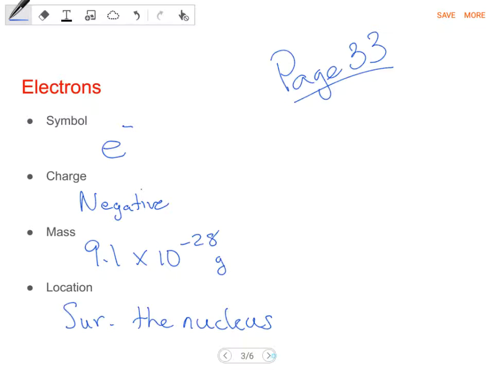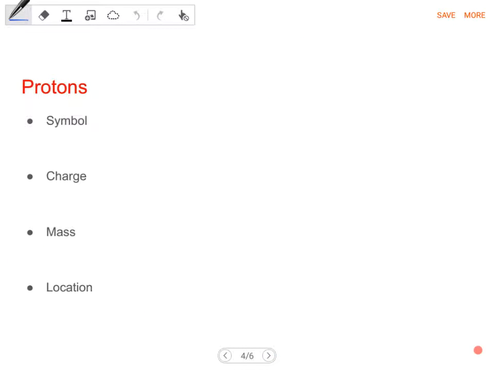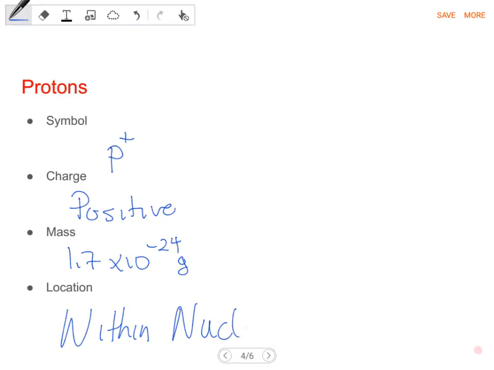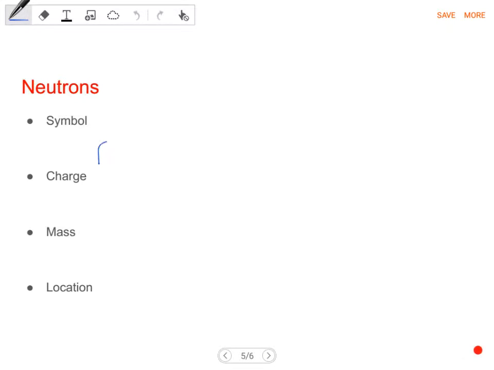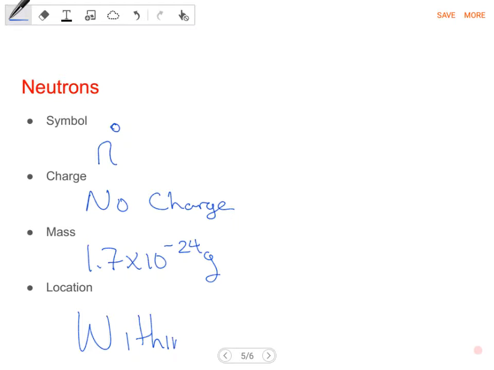This is somewhat a summary. When you have the protons, I'm guilty of not using the right symbol. Sometimes I just use a positive symbol, but I shouldn't do that. It is a lowercase p with a positive. The charge is positive, as we know. The protons do have more mass than electrons. It's 1.7 times 10 to the minus 24 grams. And the location is going to be within the nucleus. Next, alongside the proton, you're going to have the neutron. For the neutron, they use a lowercase n with a charge symbol of 0, basically meaning there is no charge. The mass of the neutron is the exact same as the proton, 1.7 times 10 to the minus 24 grams. And it also is within the nucleus.